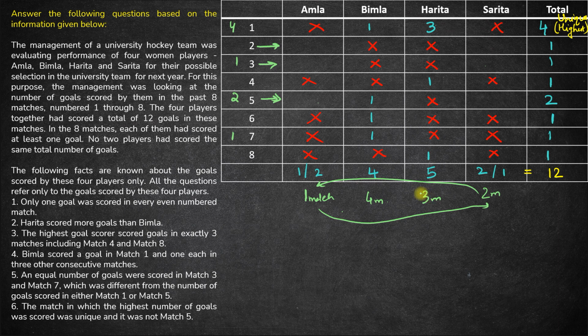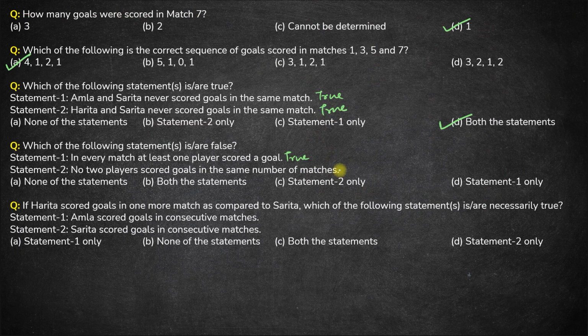Harita will score in 3 matches, Bimla will score in 4 matches. So no two of them score goals in the same number of matches. So this statement is also true. But what we had to figure out was how many of them are false. None of them is false. So the answer is option A. None of the statements is false here, right? Fine. So we had this question so far.